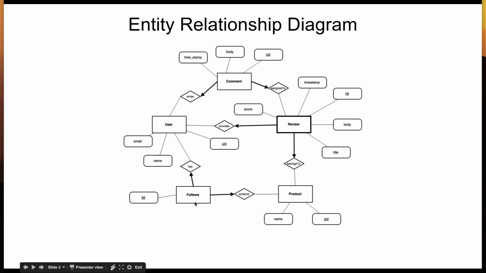This is our entity relationship diagram. A few of our main entities include user, comment, review, product, and follows. We have each entity unique by a primary key with their ID. So for user, it'll be user ID, product PID, review RID, and comment CID.